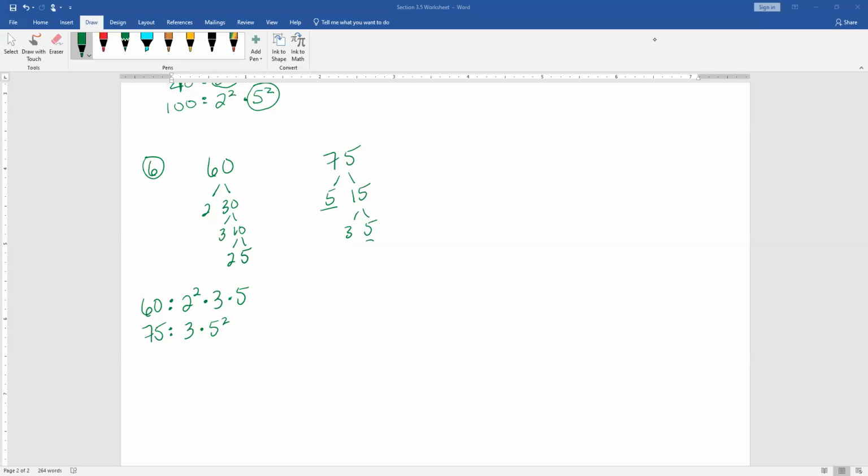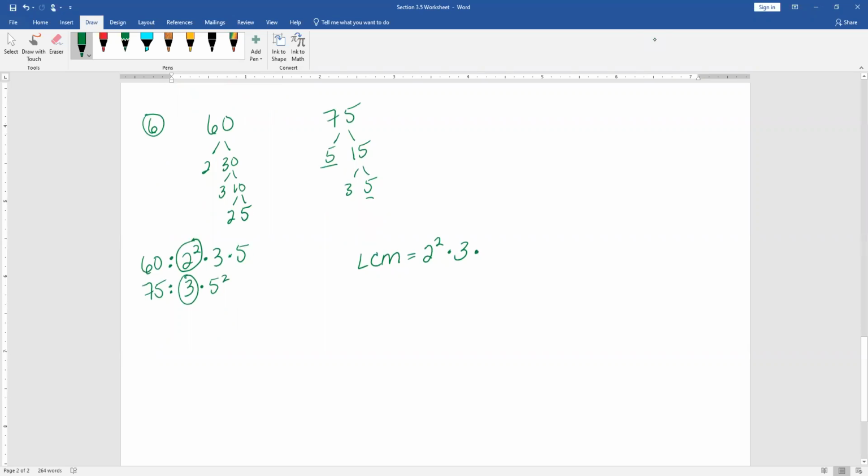All right, go ahead and compare those. We do have a 2. There's only one in 75, so we'll just use the one from 60. The least common multiple has 2 squared. We have a 3 in both, but they're both exactly the same, so just grab one of those and add it to your least common multiple. And then there's a base number 5 in both, but the 75 has a higher exponent, so we have to use that one, 5 squared.